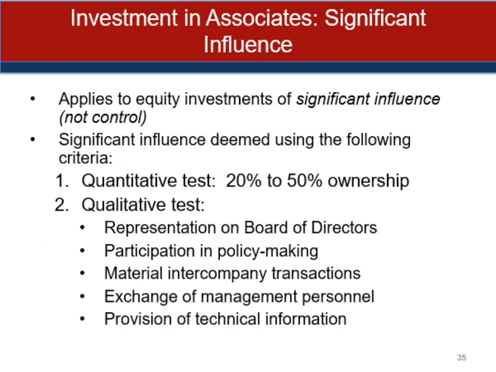So investment in associates, or significantly influenced investments, use the equity method, and the equity method refers to the fact that we actually record our share of the income, of the earnings, of the significantly influenced associate company. So we don't have control, so we can't tell them when they have to pay us. But the reason we would use the equity method as opposed to just the cost method is that we can actually influence the timing of dividend payments.